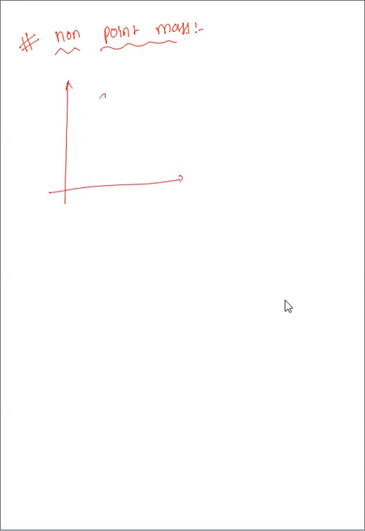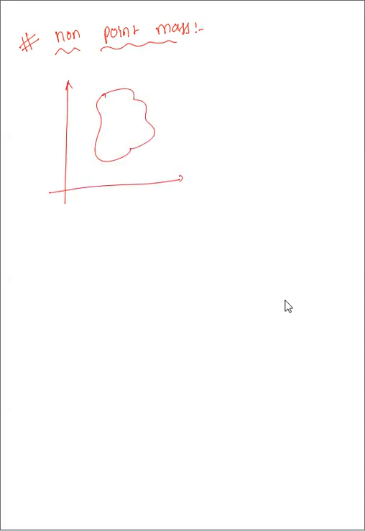Point mass systems we have done. Let me discuss the non-point mass system. We are going to discuss the non-point mass system. So let me consider one system like this, any body like this.